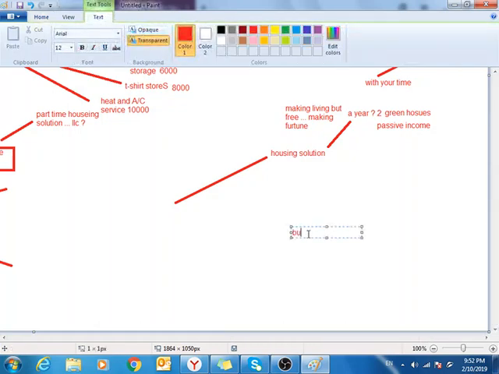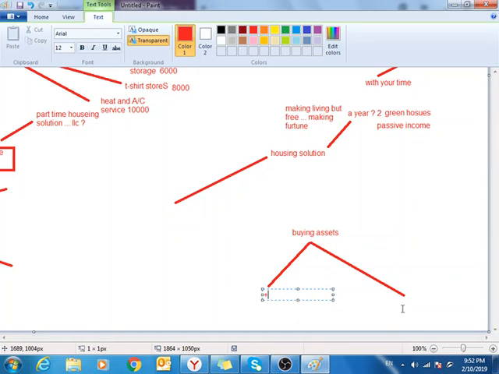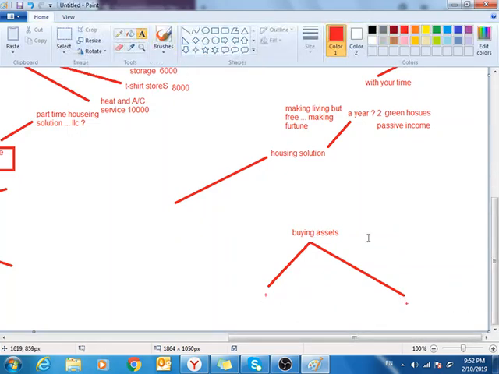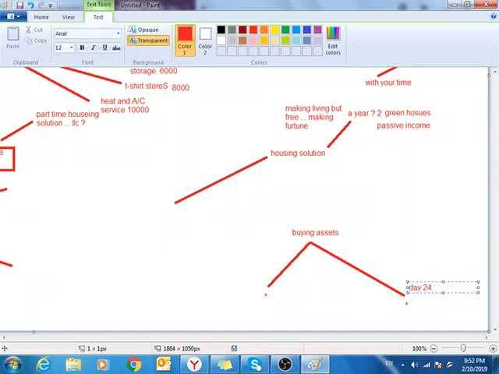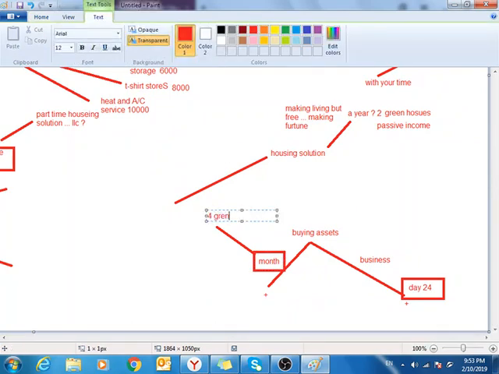Now the idea here is buying assets. You can buy ready real estate, houses, and ready businesses, and this positive cash flow brought us to the day, the 24 hours, the business part. And this brings us to the month. We did solve the month issue and we did solve the day. We solved the day with ready businesses, and we solved the month with housing, with 4 greenhouses and one red hotel.